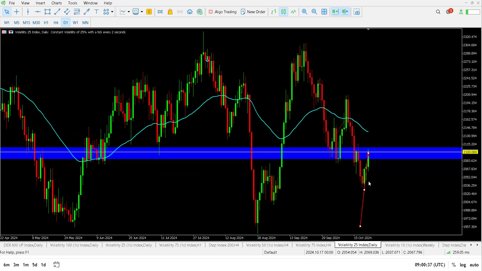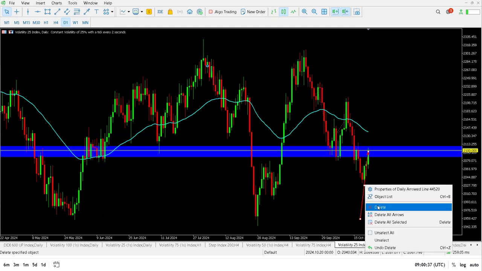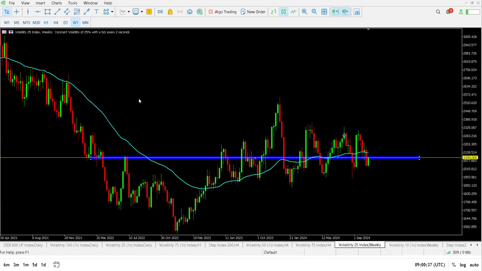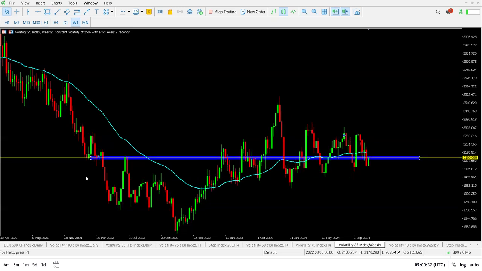So clearly, unlike step index where we are going to wait for price to come into our area of interest, right here on 25 index, we are already seeing price testing or trading into our area of interest. Quickly, identifying my take profits before I go a step further to look to get in on the sales on volatility 25 index.